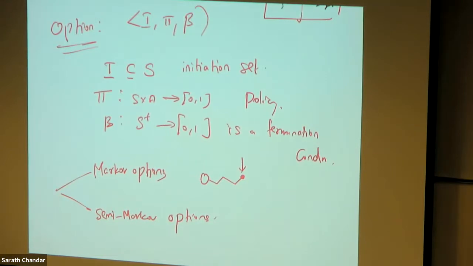A semi-Markov option, on the other hand, like let's say you are here, the probability of termination on the next state would actually be dependent on this entire trajectory from the beginning of the option. Is that clear?